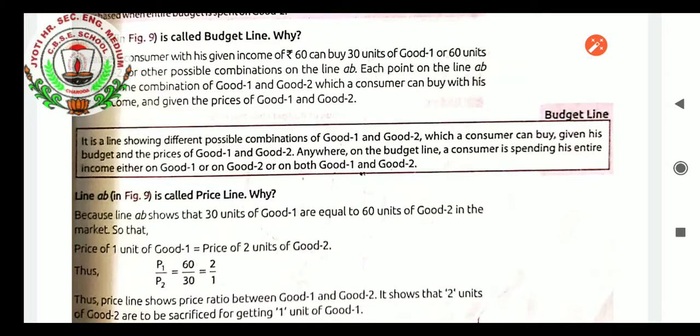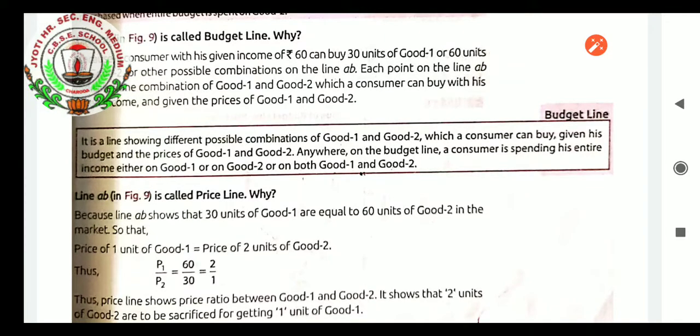The story says that if you want to spend all the income on goods 1, definitely you can purchase 30 units of goods 1, and if you are spending the whole money of 60 rupees on goods 2, which is of rupees 1, definitely you can purchase 60 units of goods 2, nothing else. The line has been drawn from 60 to 30 and makes a budget set. And that line is named line AB, also known as the price line.